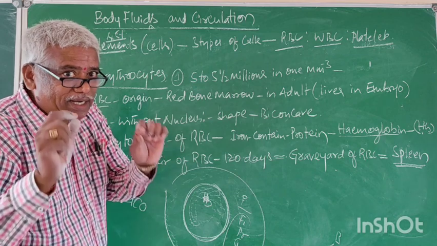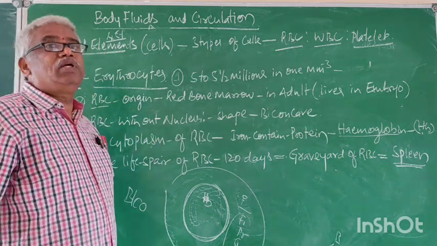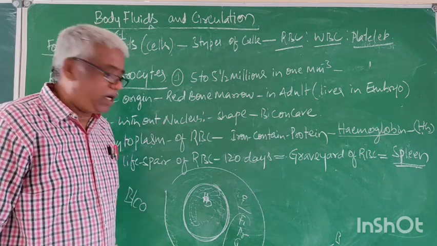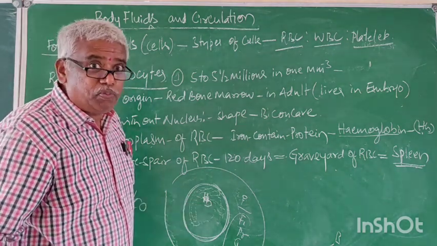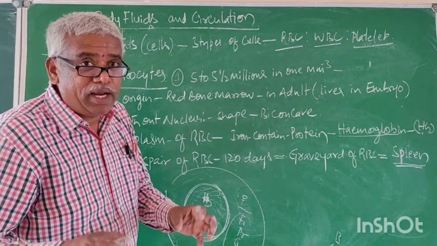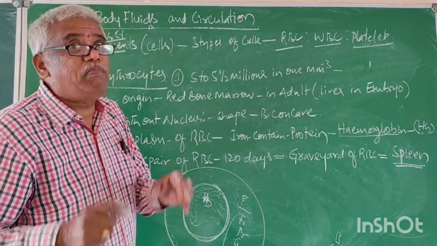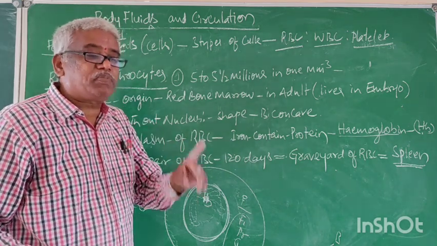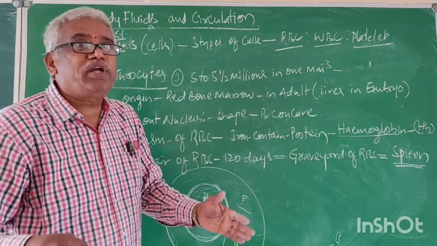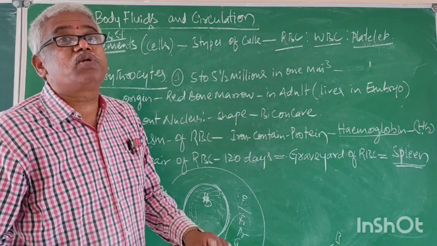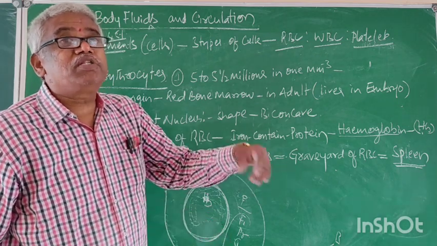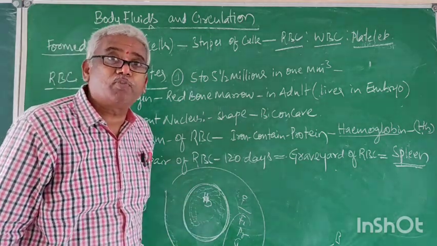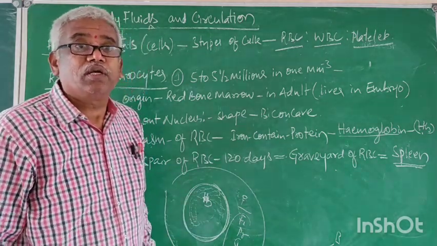But intelligently name the cellular protein of blood. Cellular protein of the blood. That is hemoglobin. Plasma protein. That means the proteins which are present in the blood are classified into two categories based on their location. If they are present in plasma, plasma protein. If it is present in cell, cellular protein. Name the cellular protein, hemoglobin.